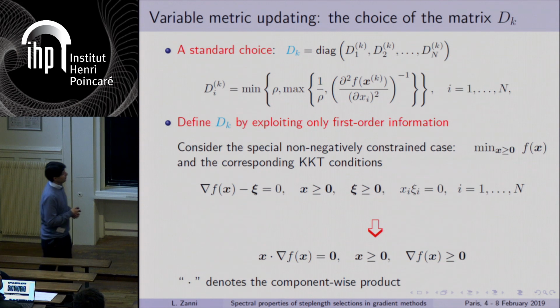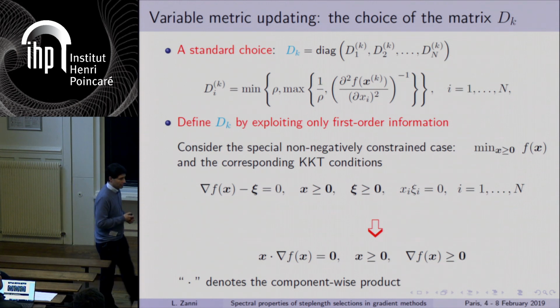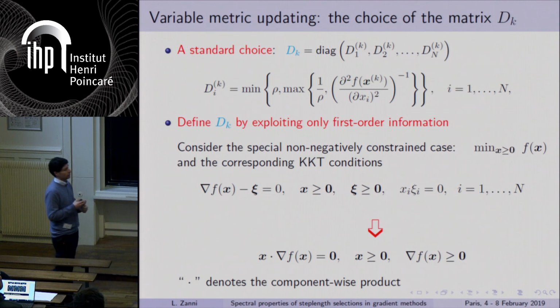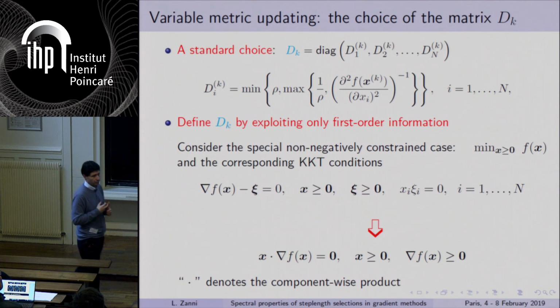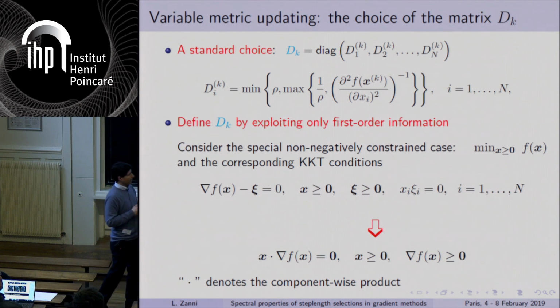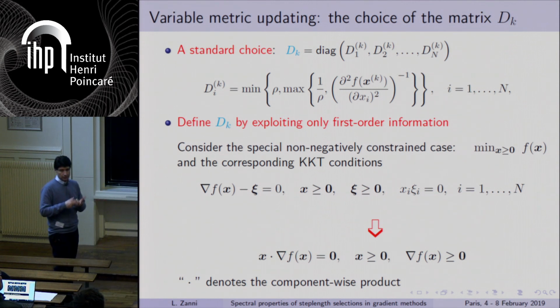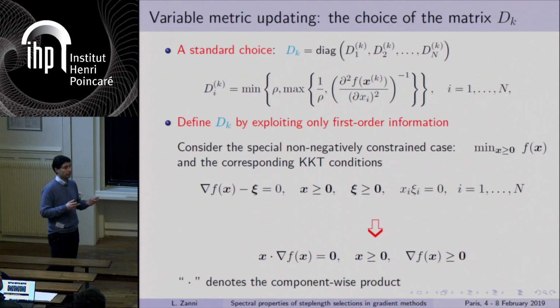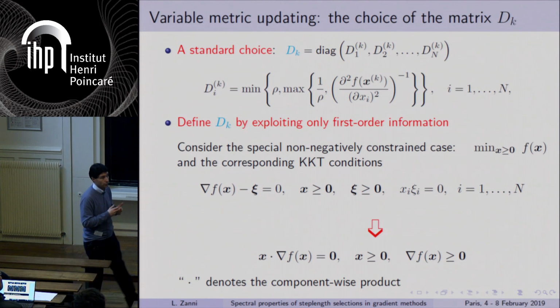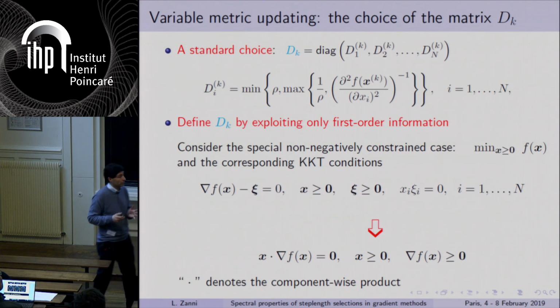Okay, then possible choices for the scaling matrix. Of course, we are thinking of simple choices, for example a diagonal scaling matrix, and inexpensive choices, that is, choices of the scaling matrix depending only on first order information, not second order information.